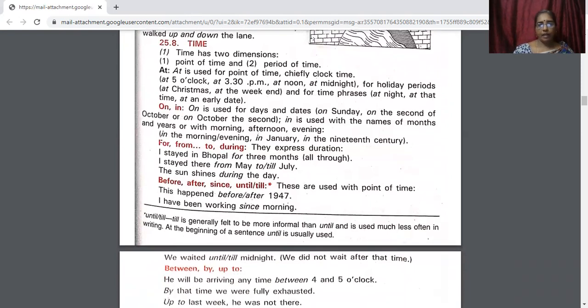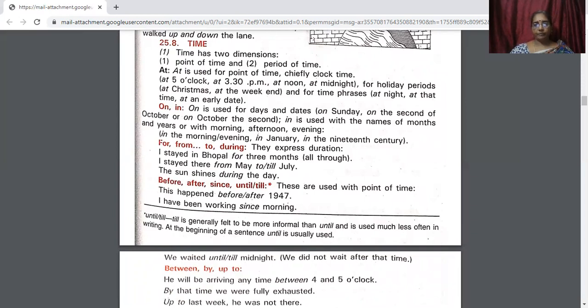Time. Time has two dimensions, point of time and period of time. Now, at is used for point of time, chiefly clock time. We say at 5 o'clock, at 3:30 p.m., at noon, at midnight. For holiday periods, at Christmas, at the weekend, for time phrases at night, at that time, at an early date, we use like that. You have to remember them.